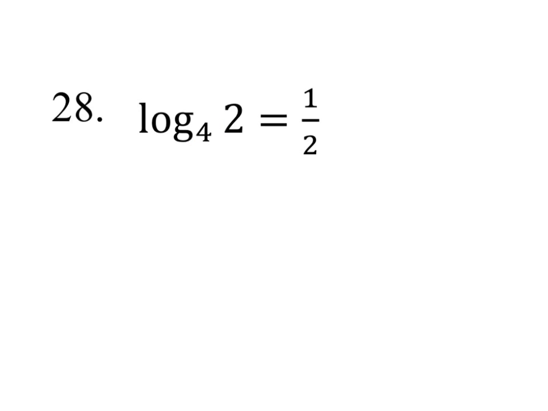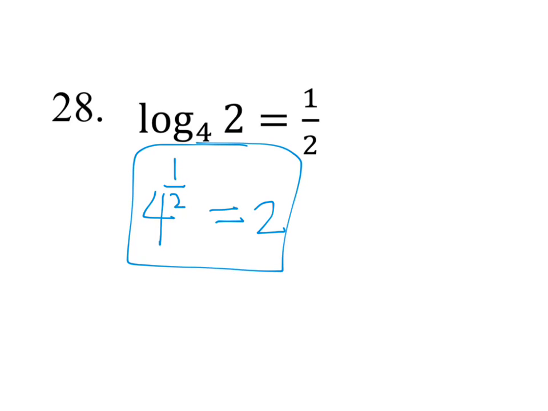Number 28, I'm going from log form to exponential form. So if I didn't have any of this 1/2 over there, if I didn't know what it was equal to, I want to figure out what exponent do I put on a 4 to get a 2. I am telling you that the answer is 1/2. So this is my exponential form. Similar to what we did on the last one, I can start with a 4, work my way around the long way till I get a 2. 4 to the 1/2 is equal to 2.